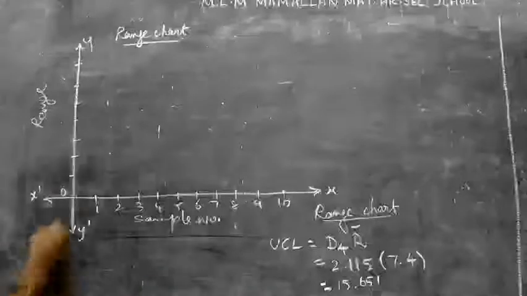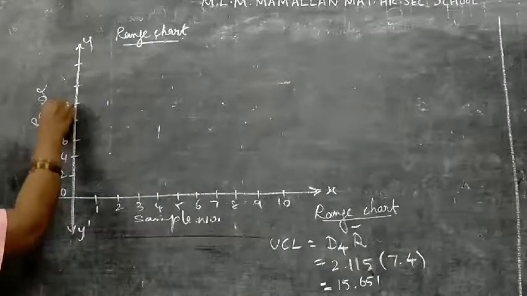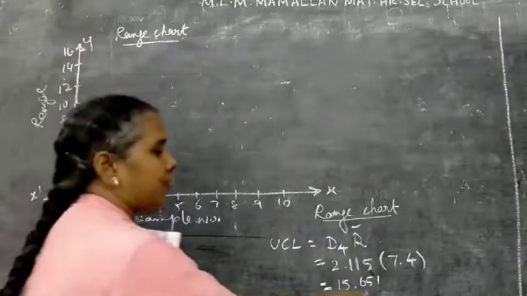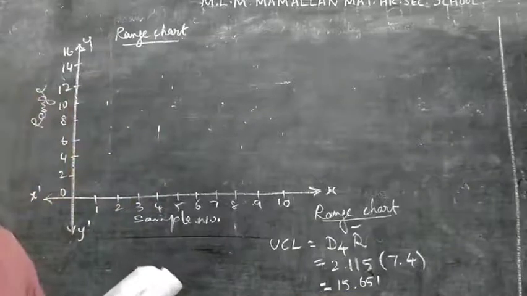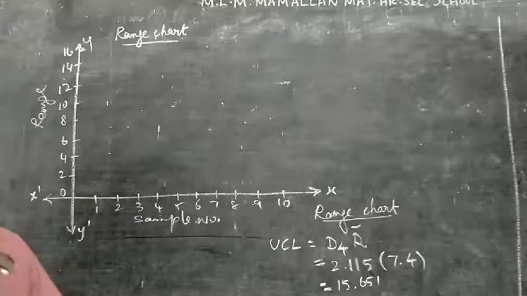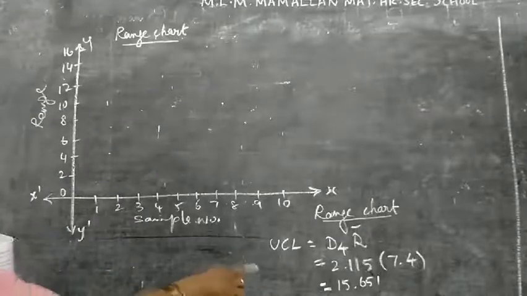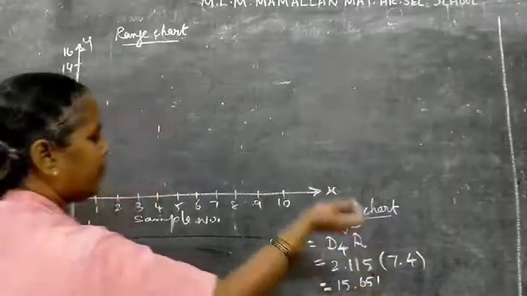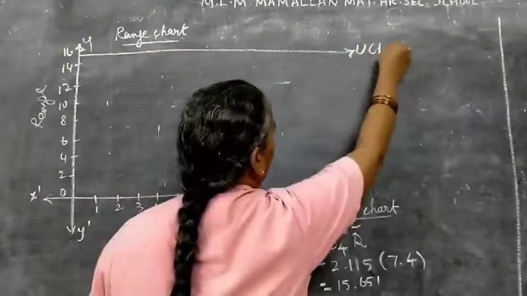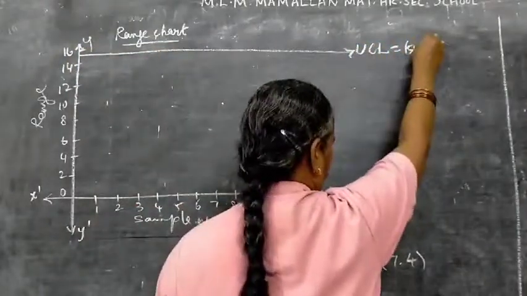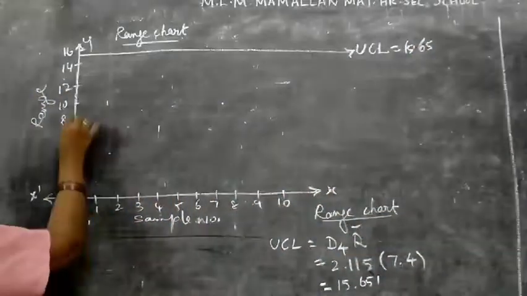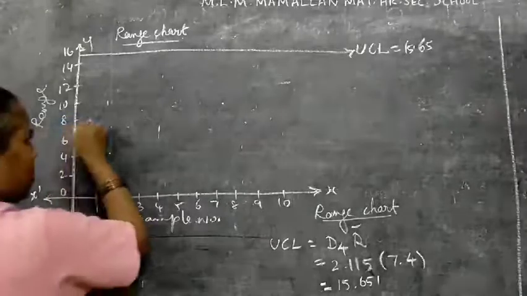So okay, 0, 2, 4, 6, 8, 10, 12, 14, 16, up to that you can give, because you have 15.6, so 15.7. Okay, so you can give up to 16, no problem. Let us first draw the upper control limit, lower control limit and central line. Upper control limit is 15.651, rounding up 15.7, so that is closer to 16. And the central line is 7.4. 7.4 is between 6 and 8, the middle line or just above that middle line.